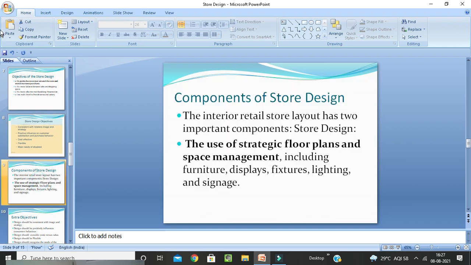Now, according to the components of the store, the interior retail store layout has two important components: store design and the usage of strategic floor plans and space management, including furniture, fixtures, displays, lighting, signage, smell, sounds, music. All these things will come. So these are the components of store design.